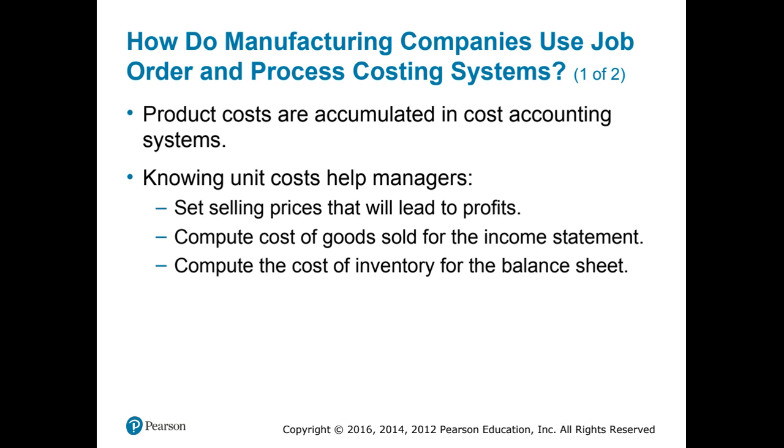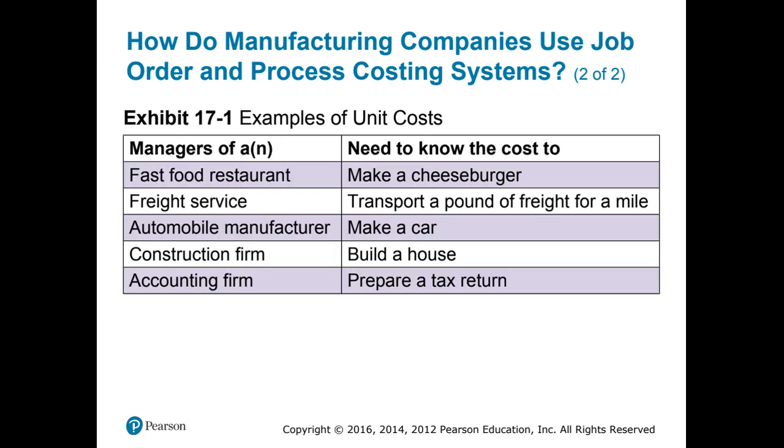So how do manufacturing companies use job order and process costing systems? Product costs are accumulated in cost accounting systems. Knowing the unit cost helps managers to set selling prices that will lead to profits, compute cost of goods sold for the income statement, and compute cost of inventory for the balance sheet.